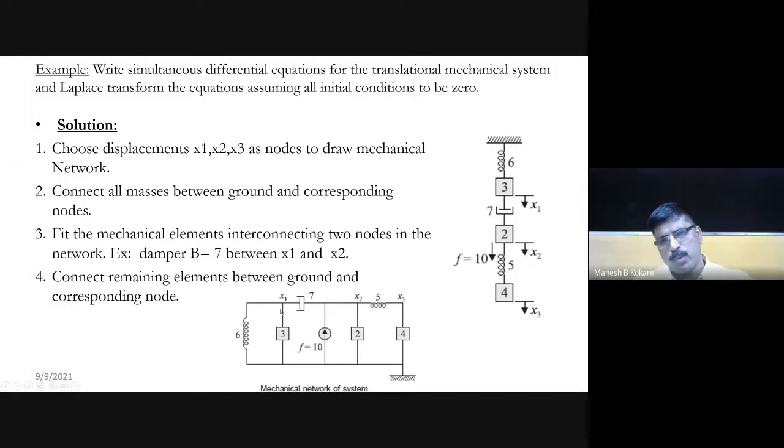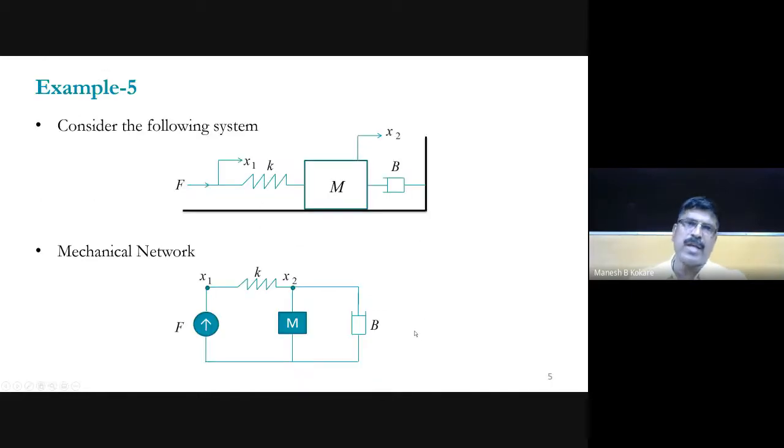So before that, we have to identify the direction of force and so on. But here the purpose of this example was how to draw the nodal diagram from a given mechanical system. So this is the way we can draw. Now, next one is, for example, consider this following system and then draw the nodal diagram. So this is the example.